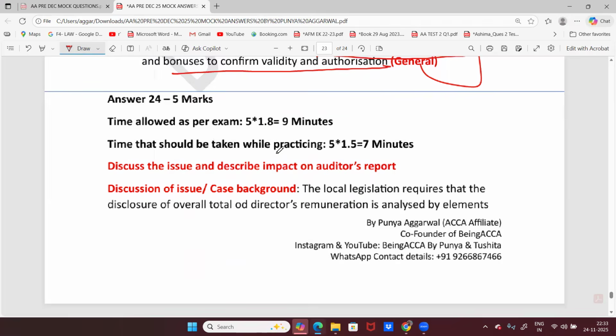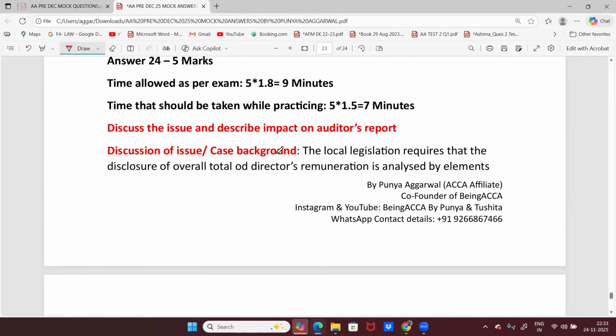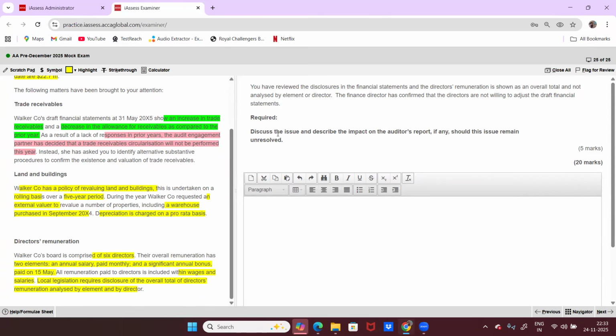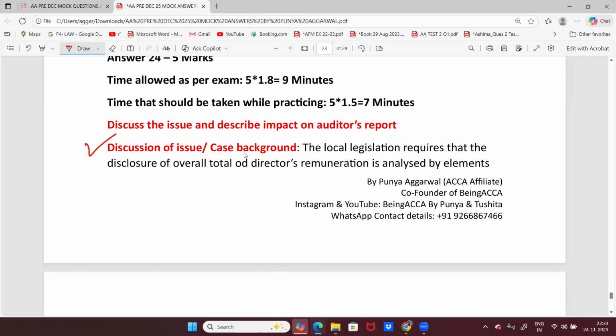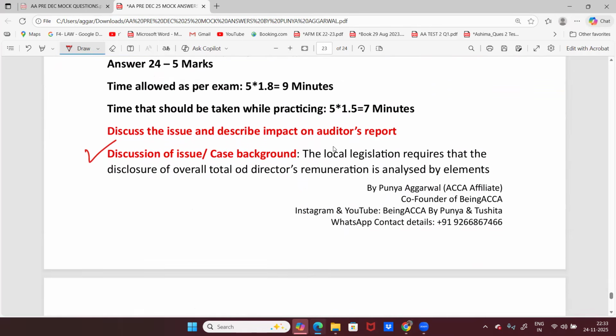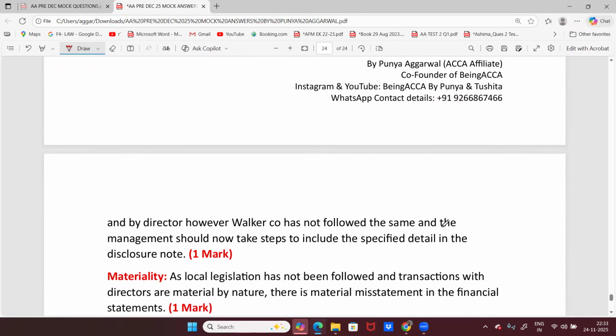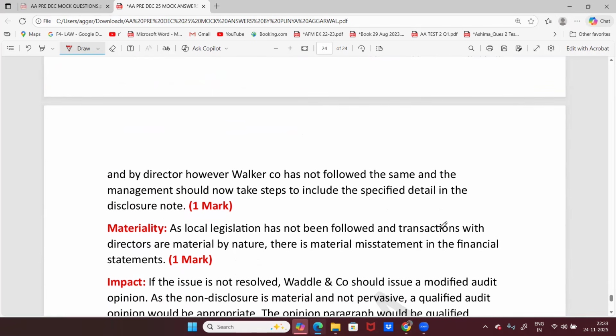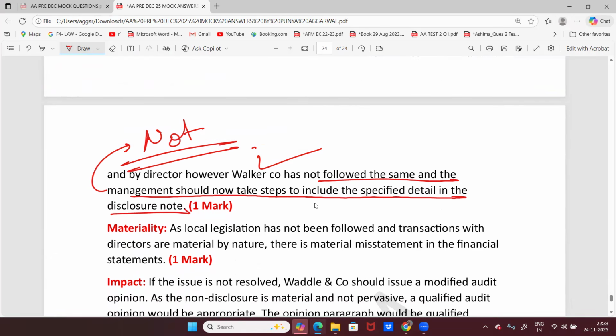All right. So first of all, I always discuss the issue because that is what my question is saying: discuss the issue. The local legislation requires that the disclosure of the overall total of directors' remuneration is analyzed by elements and by directors. But Waddle company has not followed the same, and the management should now take steps to include specific details in the disclosure notes. You can also add that they are not doing the same. This is going to fetch you 1 mark.